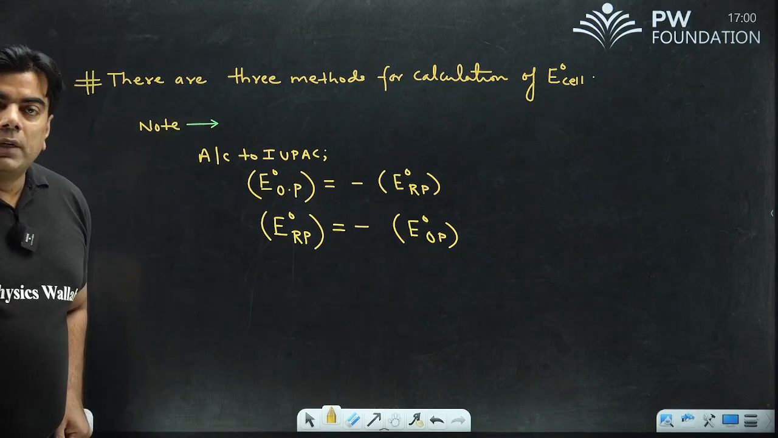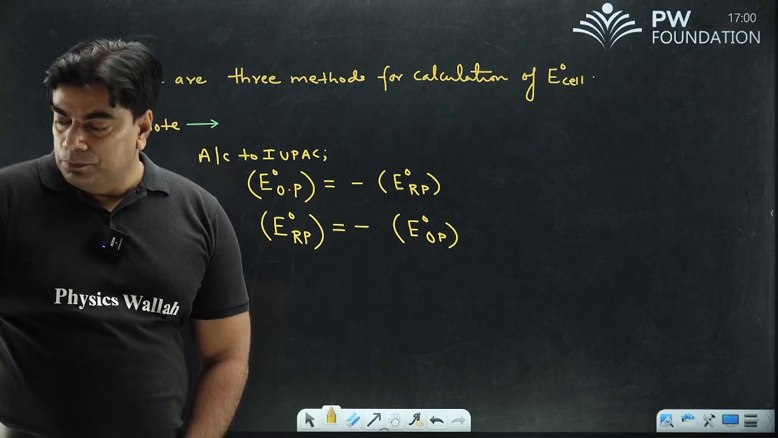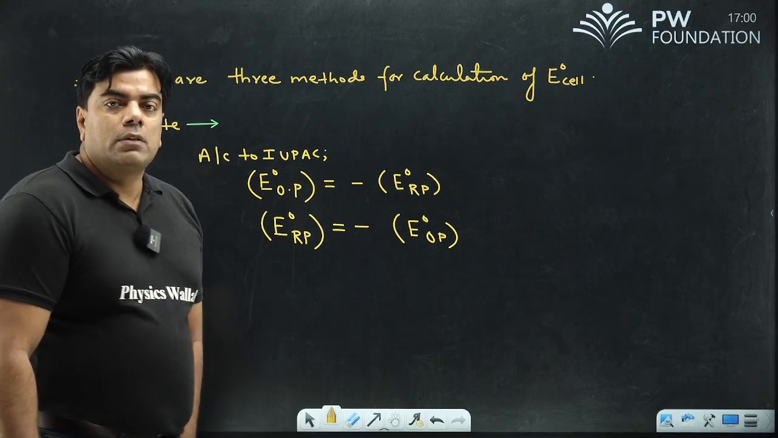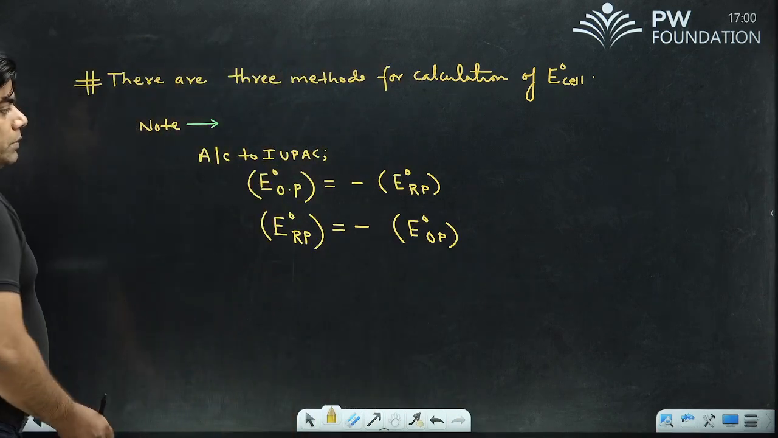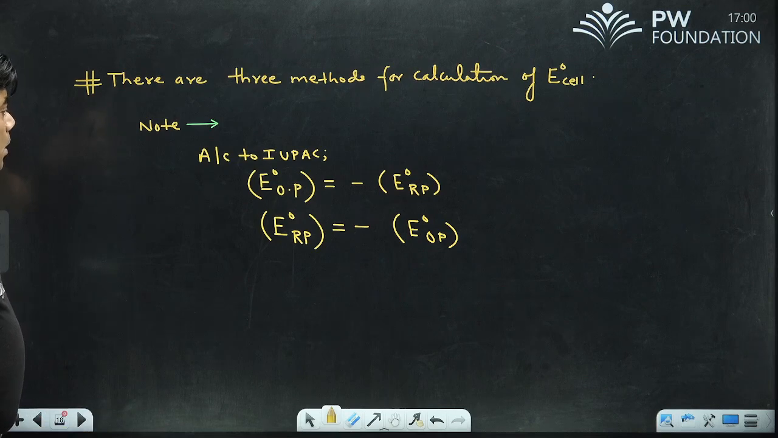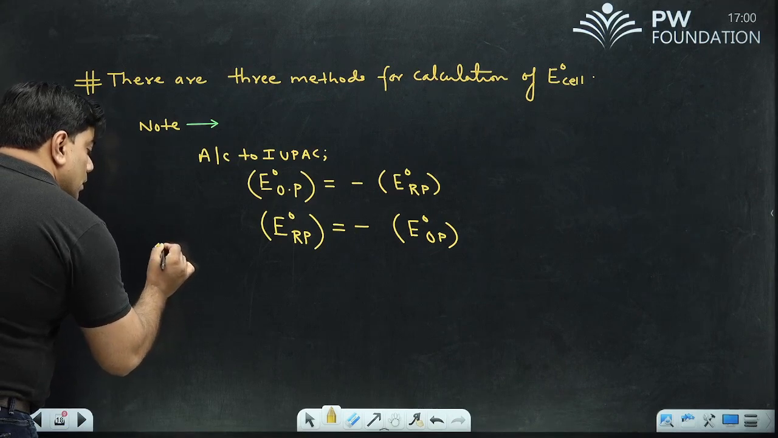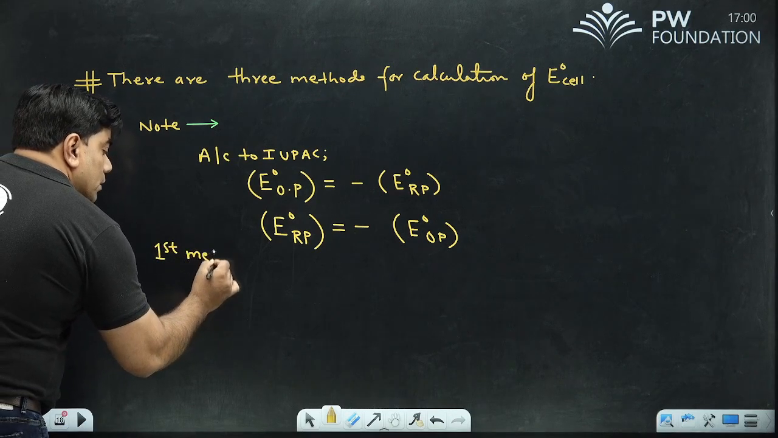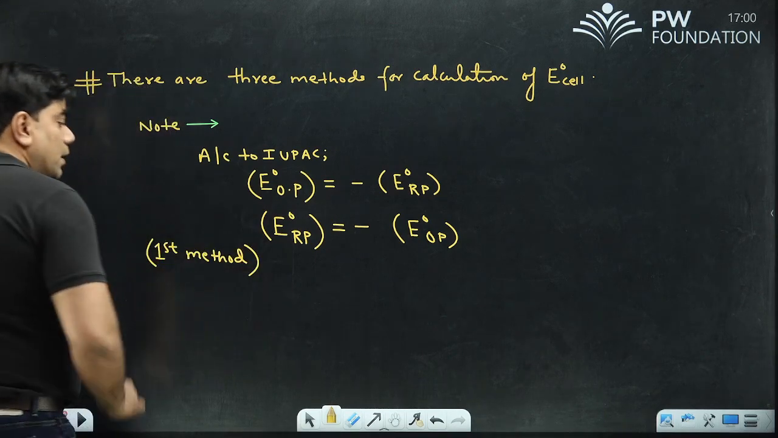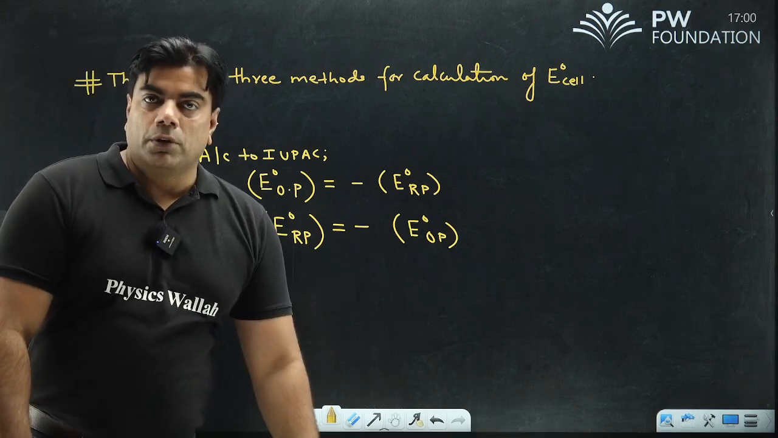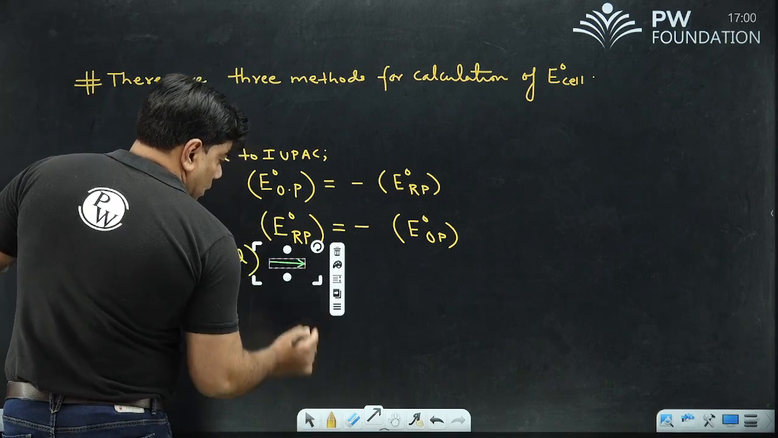As we already know that oxidation potential is concerned with anode and reduction potential is concerned with cathode. Okay. This is the norm which was set by IUPAC. Now, I am going to write the first method. How can we calculate the standard EMF of the cell? First method for calculation of standard EMF of cell.